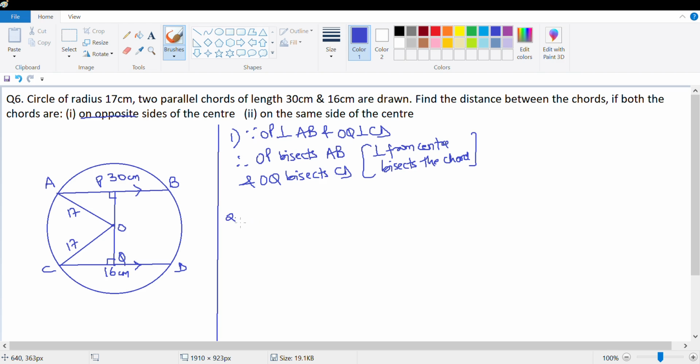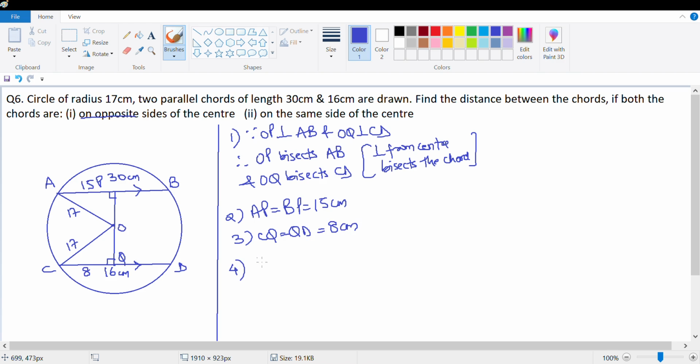Now what this means is AP is equal to BP is equal to 15 centimeter, and CQ is equal to QD is equal to 16 by 2, that's 8 centimeter. So this is 15 and this is 8.